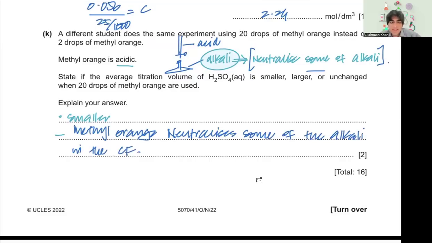CF in the conical flask. Therefore, you could say not much volume of sulfuric acid would be needed. How can an indicator neutralize an alkali? Well, I didn't even know that, Ibrahim. The examiner just said it's acidic. So if it's acidic, it's going to neutralize the alkali.